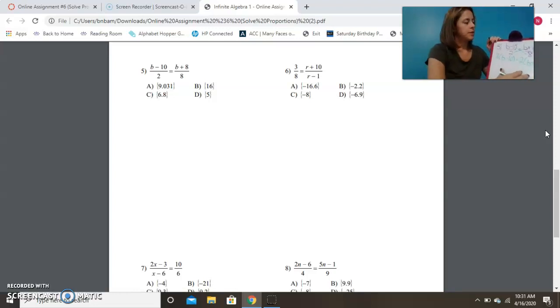So what's different with this one than the last 4 that we did is that you're going to have to distribute on both sides here. You're going to do 8 times b and 8 times negative 10 on the left-hand side, and then you'll do 2 times b and 2 times 8 on the right-hand side. And then you'll just need to get all of your constants on one side and all of your linear terms on the other side and solve for b from there. Okay. All right, 2 more here to set up.